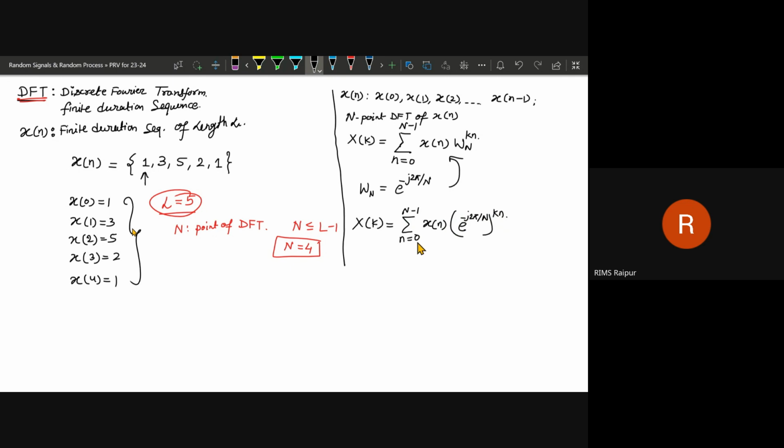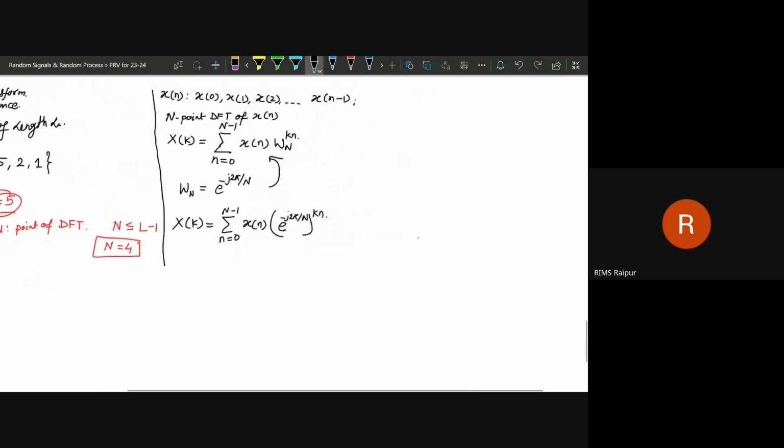Similarly, like with any other transformation tool, if we transform a sequence or signal from one domain to another domain, we can also do the reverse process. That is called inverse transform, like inverse Fourier transform, inverse Laplace transform, like that. Similarly, in case of DFT, we have IDFT, that is inverse discrete Fourier transform, IDFT.